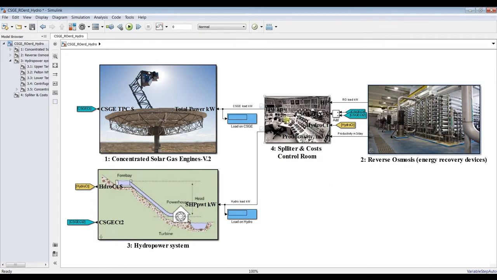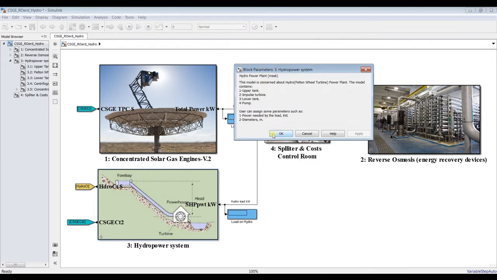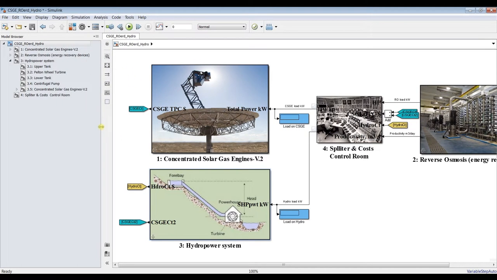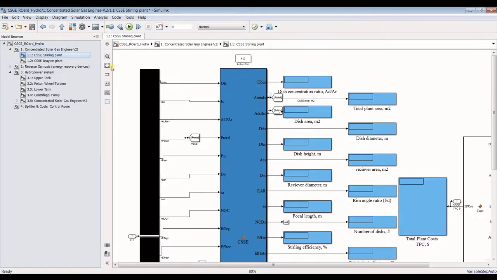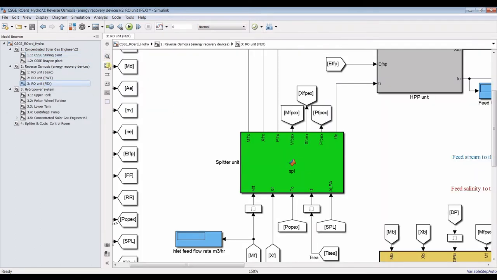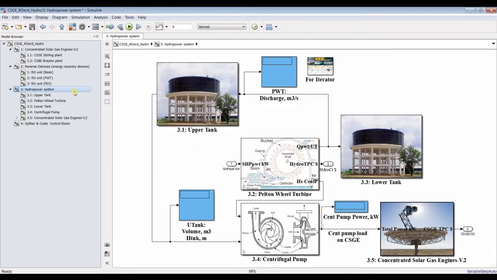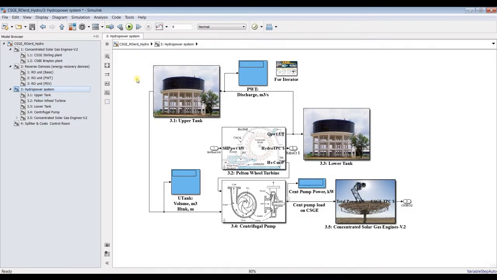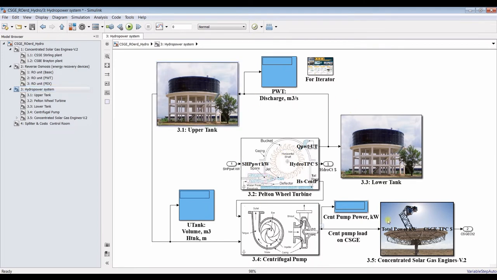For hydropower, we have an upper tank, a Pelton wheel impulse turbine, a lower tank, and a centrifugal pump. Let's go inside from here. This is the Stirling engine block, this is reverse osmosis, and this is the pressure exchanger. For hydropower, we have four blocks: upper tank, lower tank, the impulse turbine, and the centrifugal pump. The centrifugal pump will need, of course, another concentrated solar gas engine for another area of solar for the centrifugal pump power.